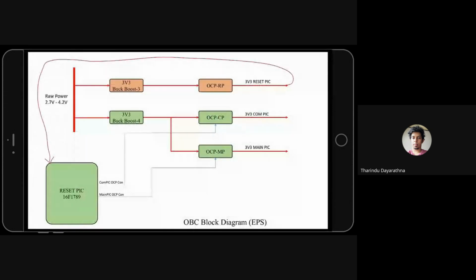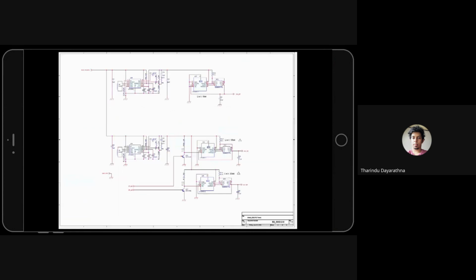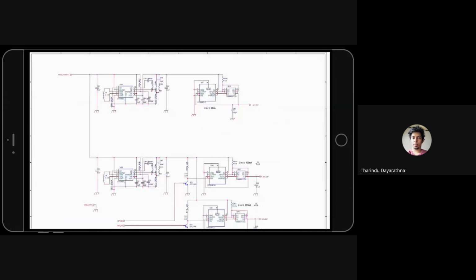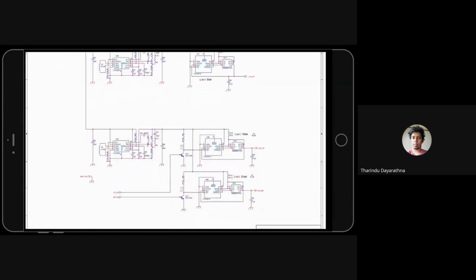You remember I showed this one, power supply to reset peak, comp peak and main peak. So it's here in the circuit. Exactly the same, this is in another picture. So raw power, this is the reset peak power line and comp peak power line. These are the OCPs actually, main peak power line. These are the two lines I just explained before. Okay, comp peak enable, main peak enable.